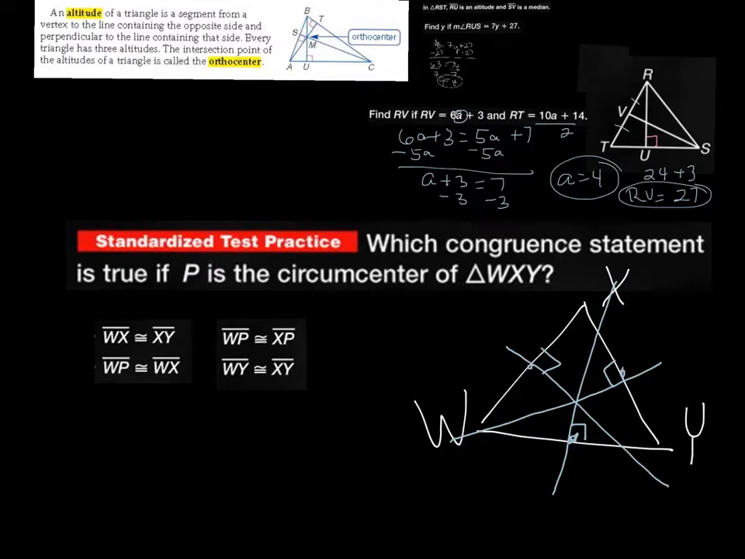And we know that from theorem 5.3, the circumcenter is equidistant from the vertices of the triangle. So if our circumcenter, they called it point P, we could connect that to the vertices of the triangle, and those should all be the same. So WP should be congruent to XP is congruent to PY. So that would be that choice.